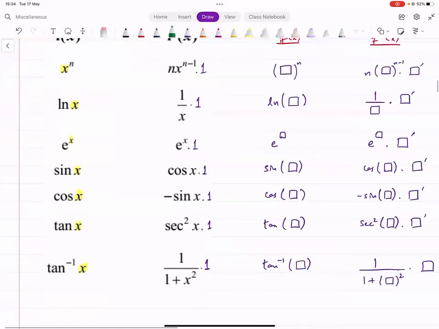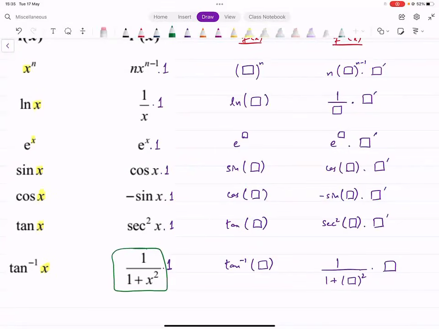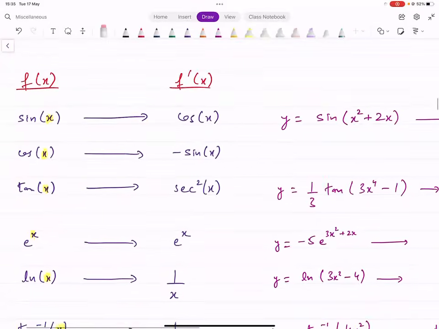Now, for example, tan inverse of x में क्या होता है? Tan inverse of x का derivative is 1 over 1 plus x square. Again, if you've got something other than x here, उसके डेरिवेटिव से बस हम क्या करेंगे, साथ यहाँ पे मल्टीप्लाई भी कर देंगे. ओके, अच्छा, let's look at some examples of this.